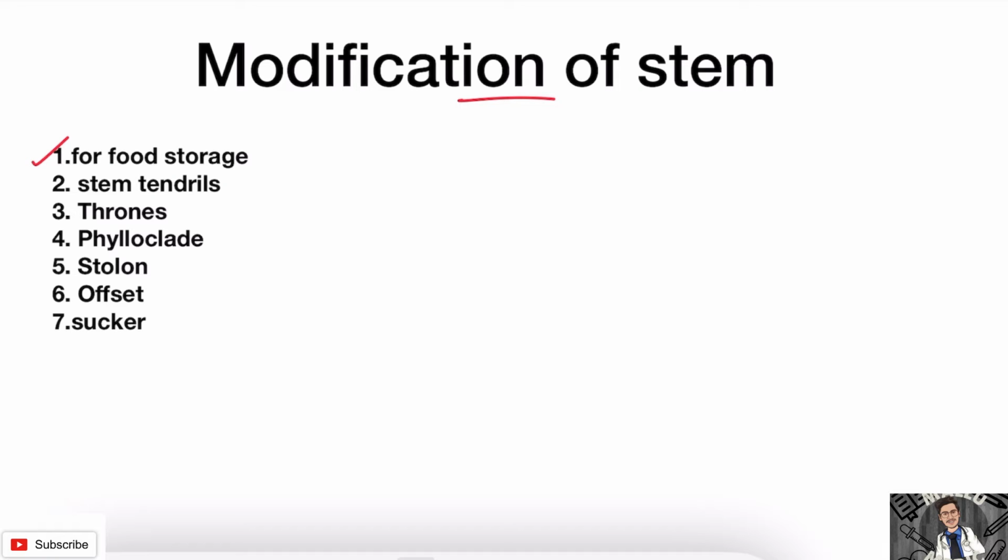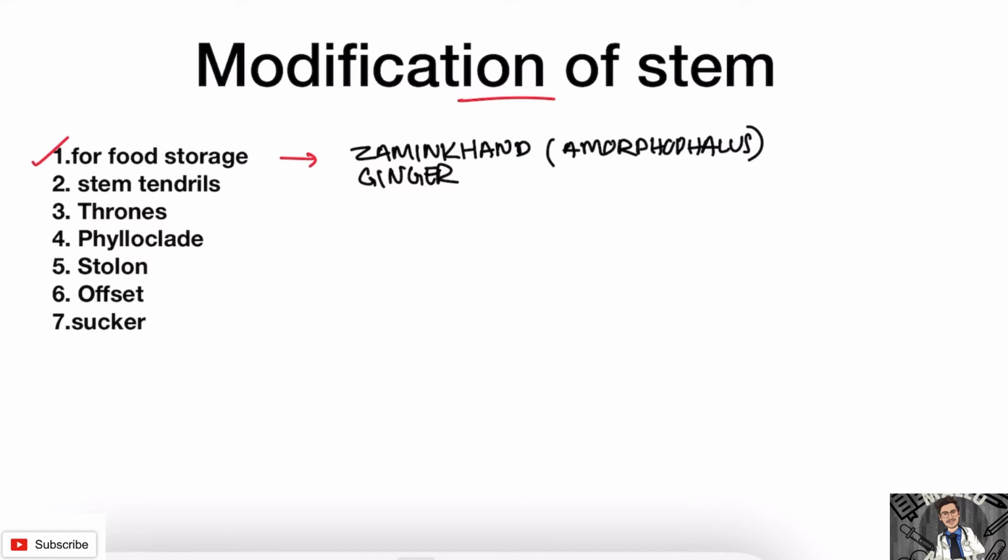First of all, for food storage, you have to learn a few examples like Zamikand. Another name for Zamikand is Amorphophallus. Then we have ginger, then potato, turmeric and colocasia. These are the modifications of the stem and the examples.